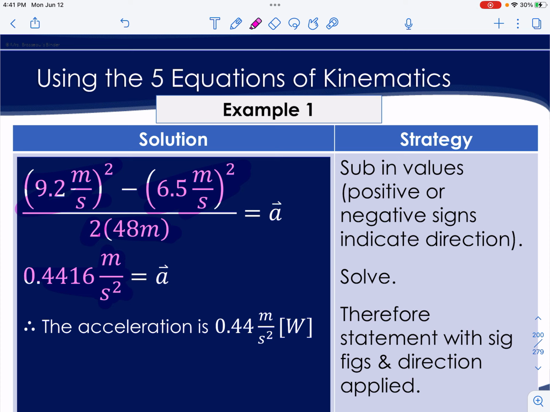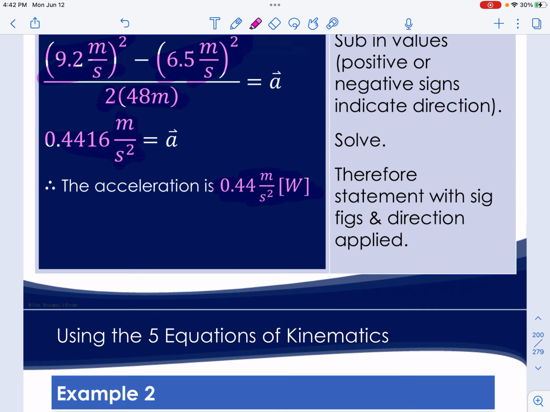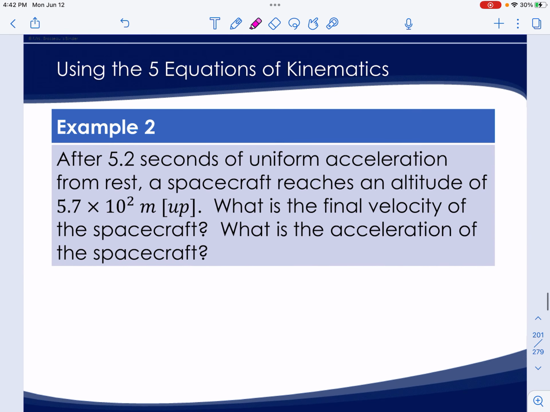You can round this if you used significant figures. You would find that the acceleration, you can just round to 2 digits, is 0.44 meters per second squared west. Make sure you're subbing in positive or negative signs indicating direction. Both of ours, since we said west was positive, both of them are positive, and we ended up with a positive result. So the acceleration was in the westerly direction.